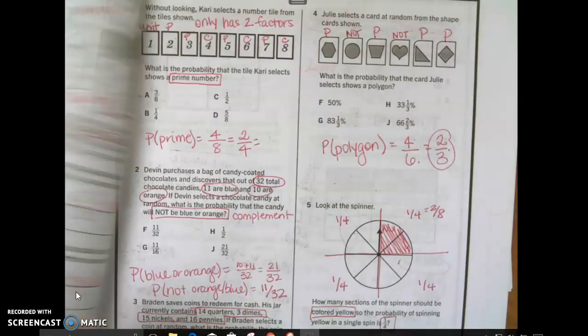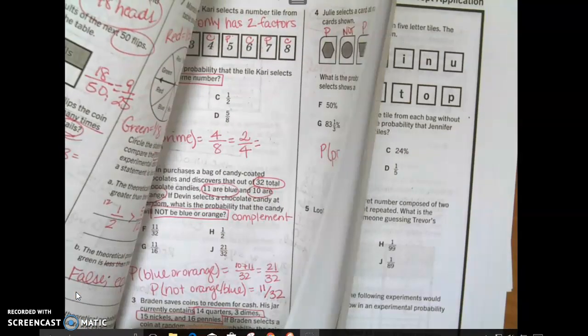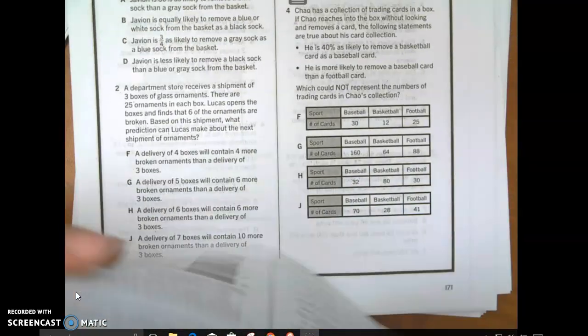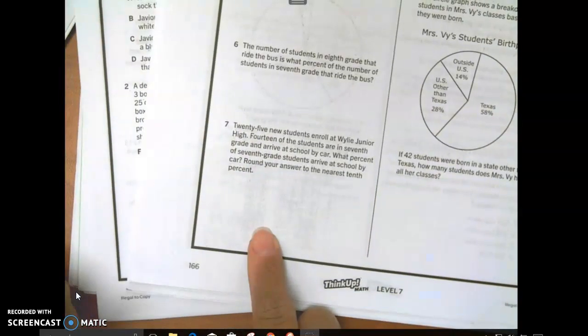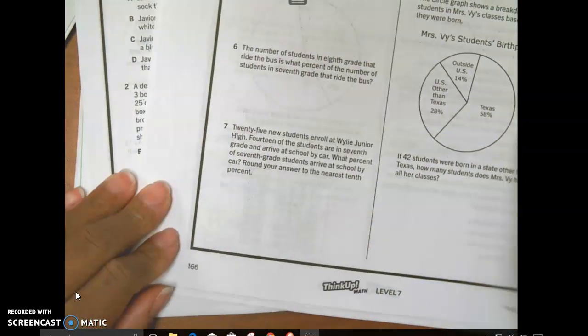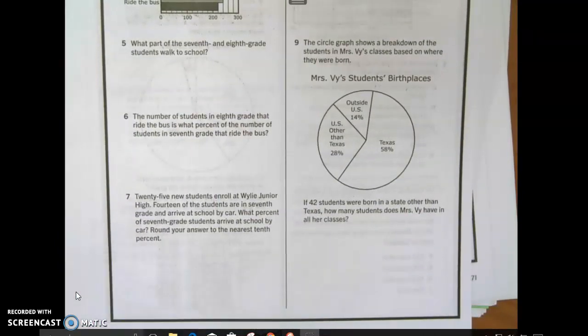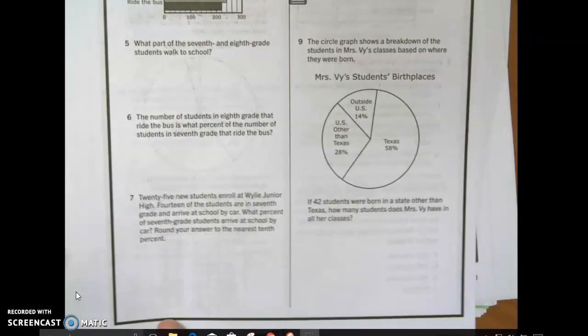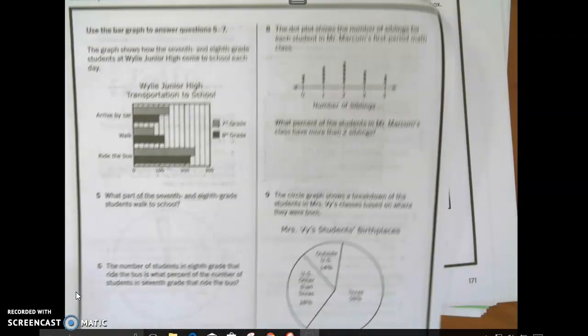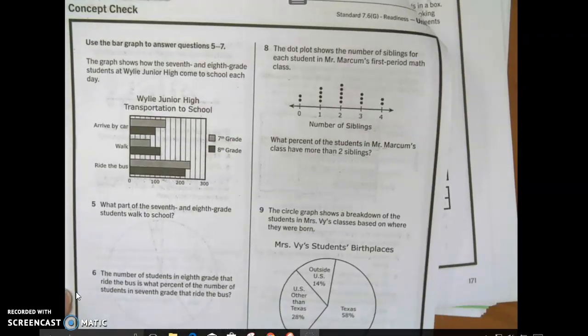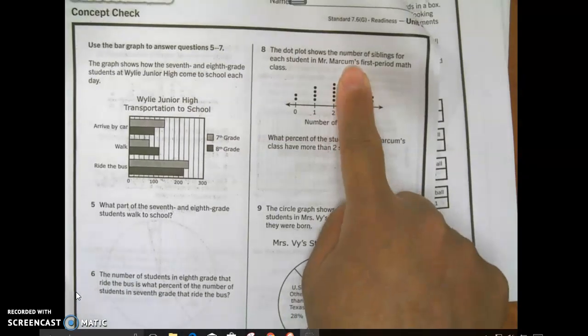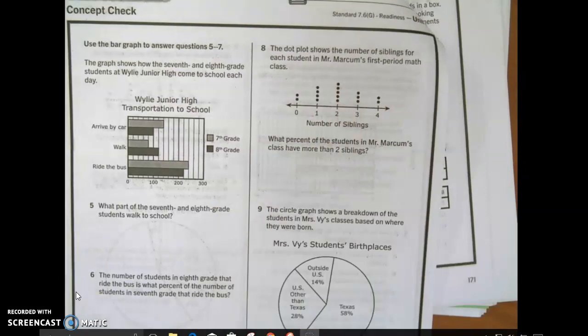166, number 7. I just did this one last period. It'll be posted tonight. I did not do Mrs. V. I also didn't do Mr. Markham. Page 166. It's Markham. The dot plot.